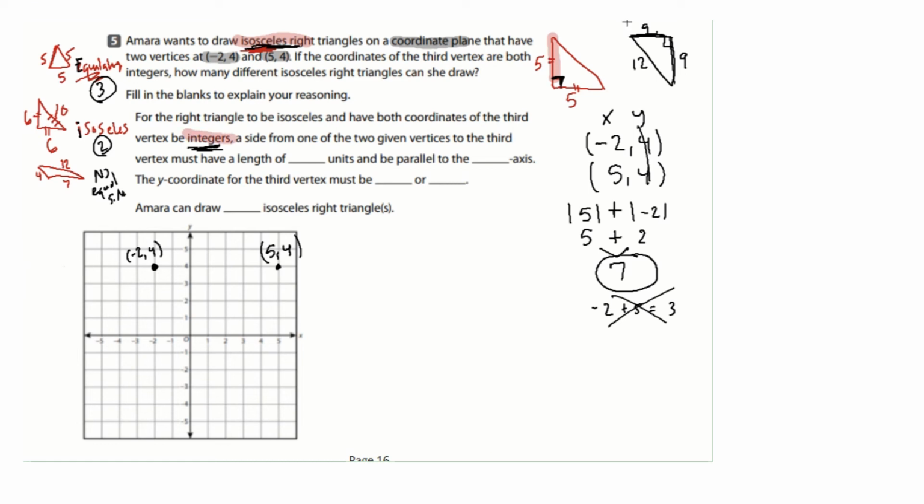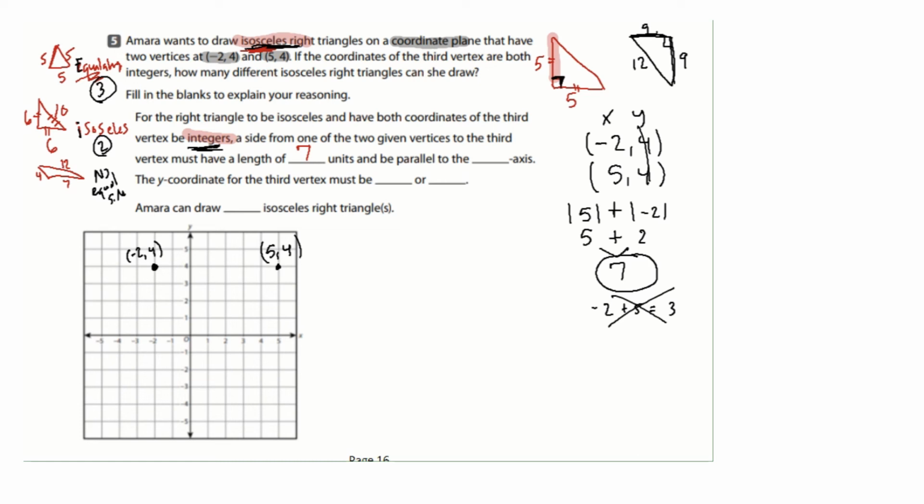All right, the distance from one of the 2 given vertices to the third vertex must be a length of, so we know it must be a length of 7. We just found that out by finding the distance. And be parallel to the blank axis.